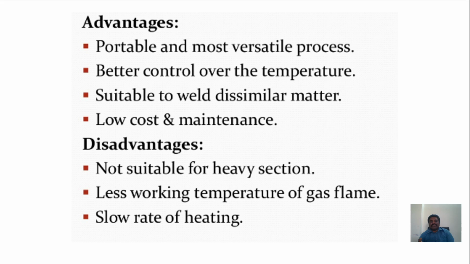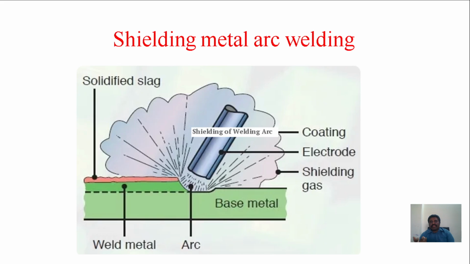Shielded metal arc welding is also called manual metal arc welding. So what is going on here? See from the diagram. There is a base metal and a weld metal. When welding takes place, everything is visible here in the diagram. Here the DC or AC is connected with the help of an electrode cable and electrode holder. So there will be a connection taking place here.